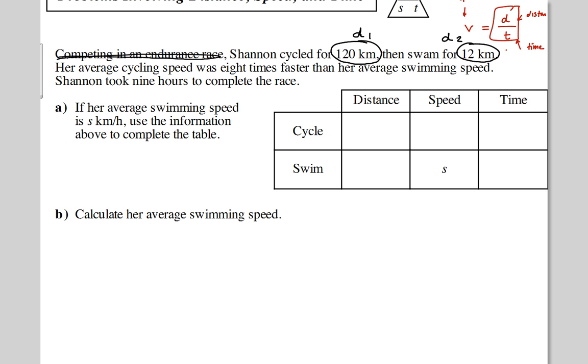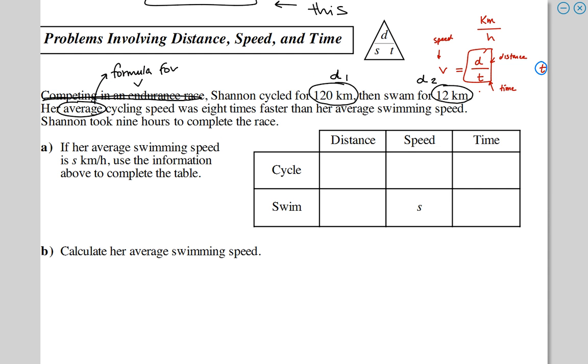So anyways, it says her average speed. Now, in physics, these kids know about this, but for you guys, average speed is just going to be the formula for speed. This is the formula for v. That's what they want, average speed. So that is d over t. So when they say average speed, just think speed.